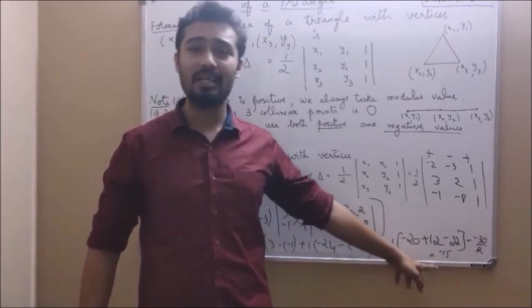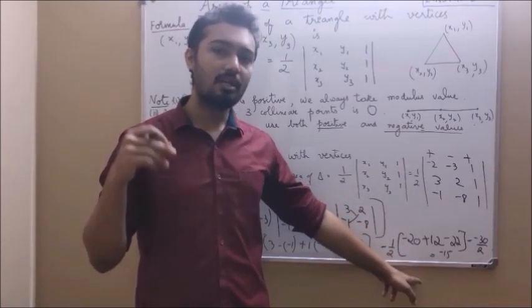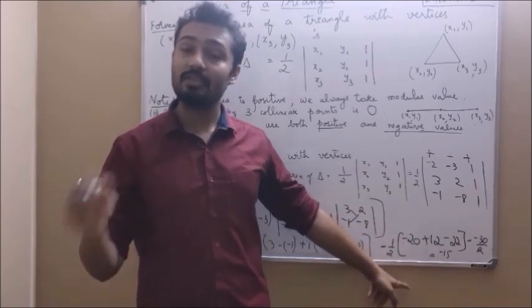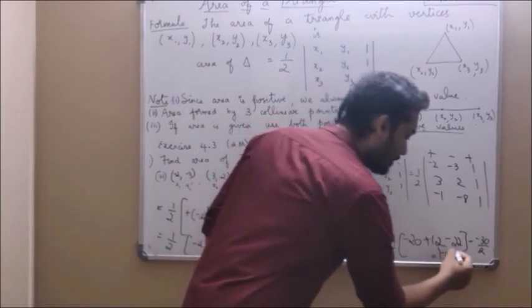Now since here we got minus 15, we can't write this as area. So what we do? We take the modulus. If we get a negative value, take its modulus. Now minus 15, when you take the modulus, what do you get? It is nothing but 15 square units.